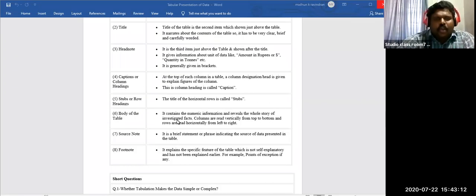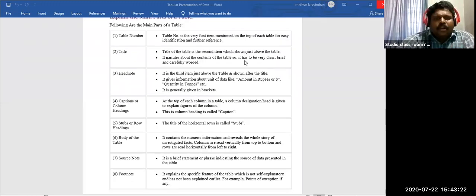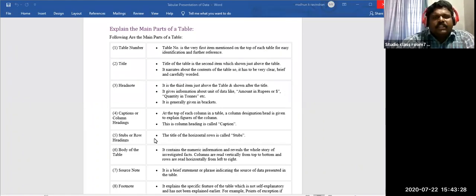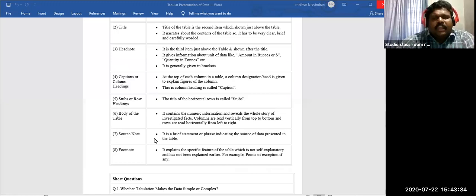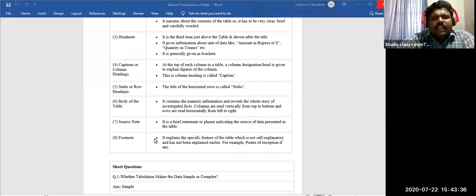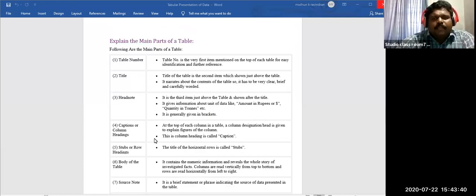So what are the 8 parts of a table? I hope you made a note of them. First is the table number, then title, caption, column headings, stubs or row headings, body of the table, source note, and the last one is the footnote. Just take it from me, learn it properly. I already told you that all of these are examples for 1 mark answers.